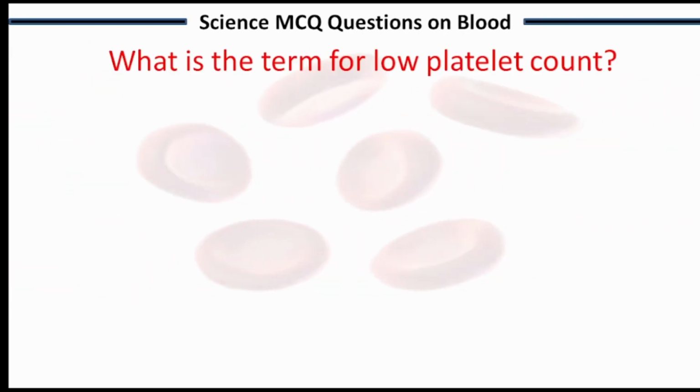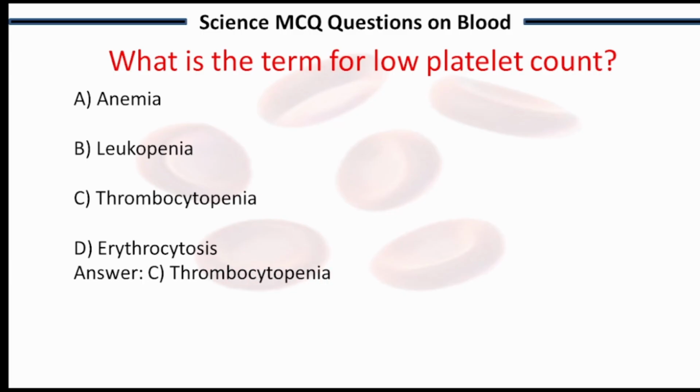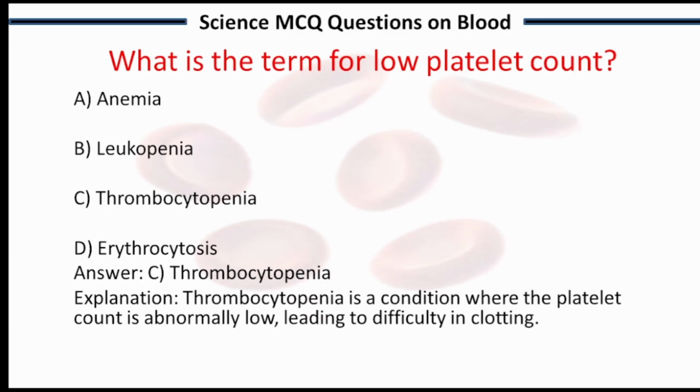What is the term for low platelet count? A. Anemia, B. Leukopenia, C. Thrombocytopenia, D. Erythrocytosis. Right answer is thrombocytopenia. Thrombocytopenia is a condition where the platelet count is abnormally low, leading to difficulty in clotting.